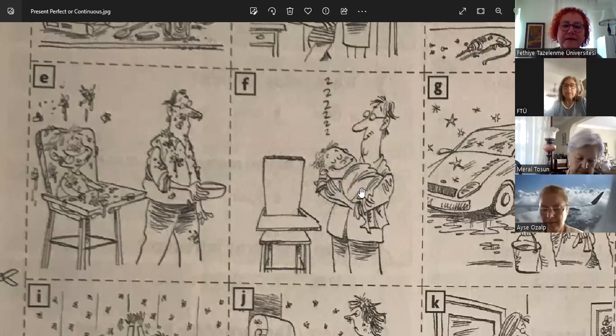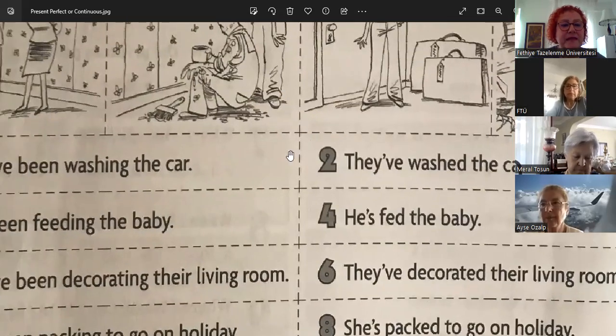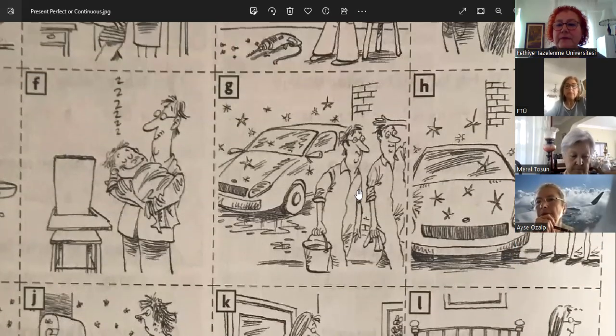The baby is full. Değil mi? He's not hungry anymore. Okay. And here, let's have a look at this one. He has been feeding the baby. He has fed the baby. Okay. Now, another picture.